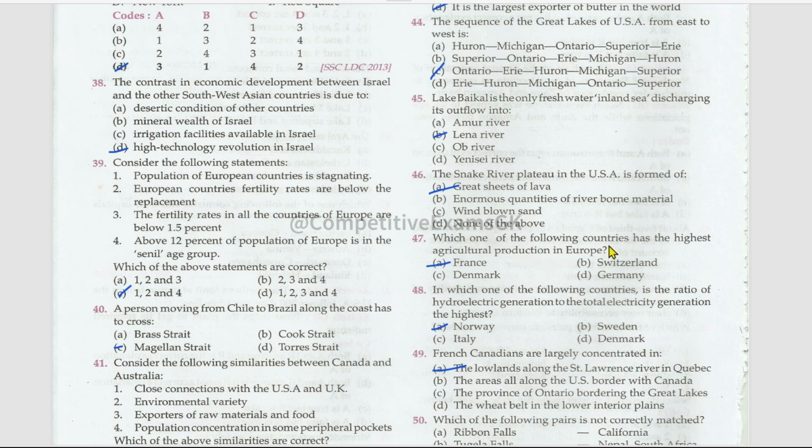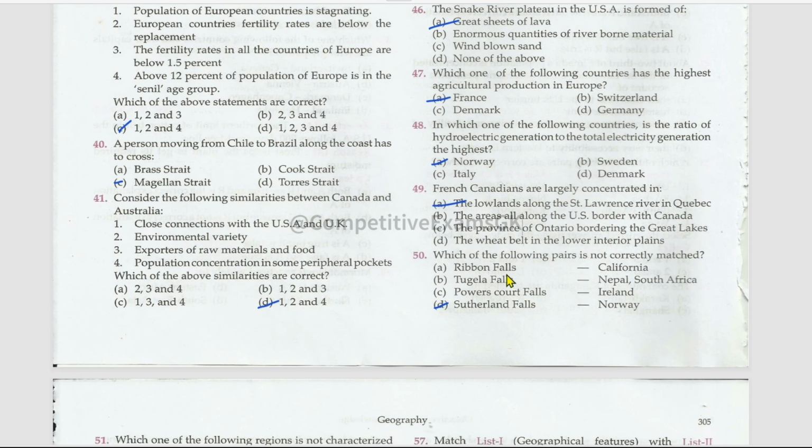Which one of the following countries has the highest agricultural produce in Europe? That is France. In which one of the following countries is the ratio of hydroelectric generation to the total electricity generation highest? Norway. French Canadians are largely concentrated in the lowlands along the St. Lawrence River in Quebec. Which of the following pairs is not correctly matched?